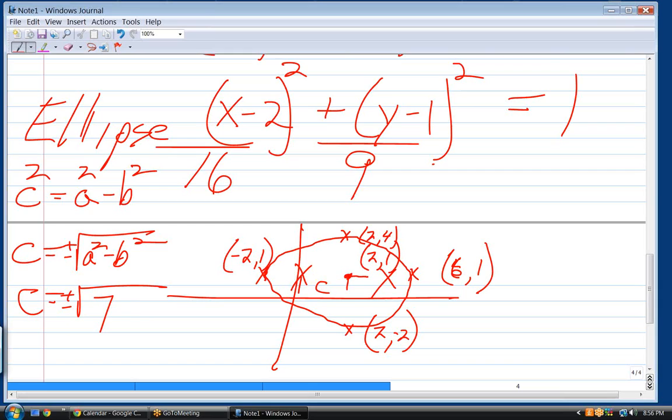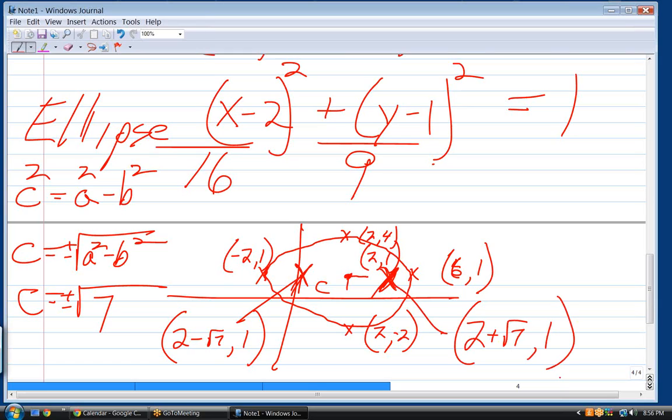So this distance, where is the foci? The foci is the center minus square root of 7, and this foci is the center plus square root of 7. In other words, here, let me draw these in here. That coordinate is going to be 2 minus square root of 7, comma 1. This foci is going to be 2 plus square root of 7, comma 1. Got it. That's everything we need to know about that ellipse.